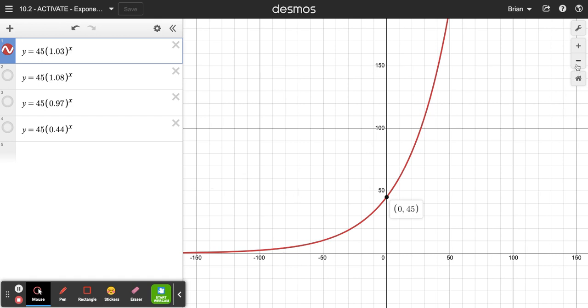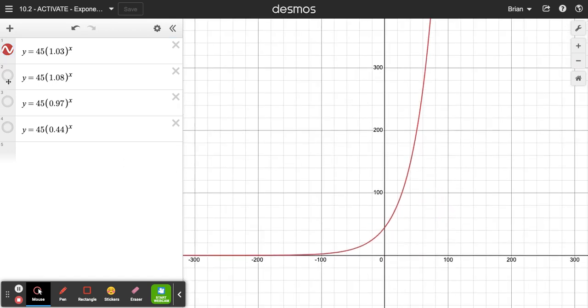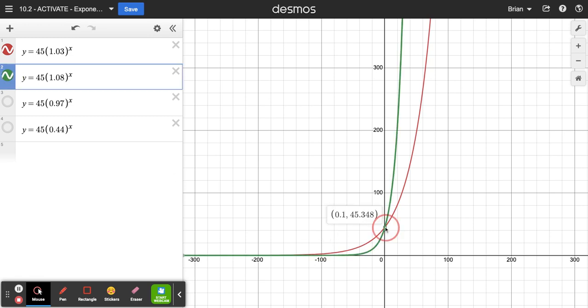I'm going to back this out a little bit so we can see this next one a little bit better. And let's graph 45 times 1.08 to the x power. Notice that we still have that same initial value of 45. That also serves at this point as an intersection of the two of them.